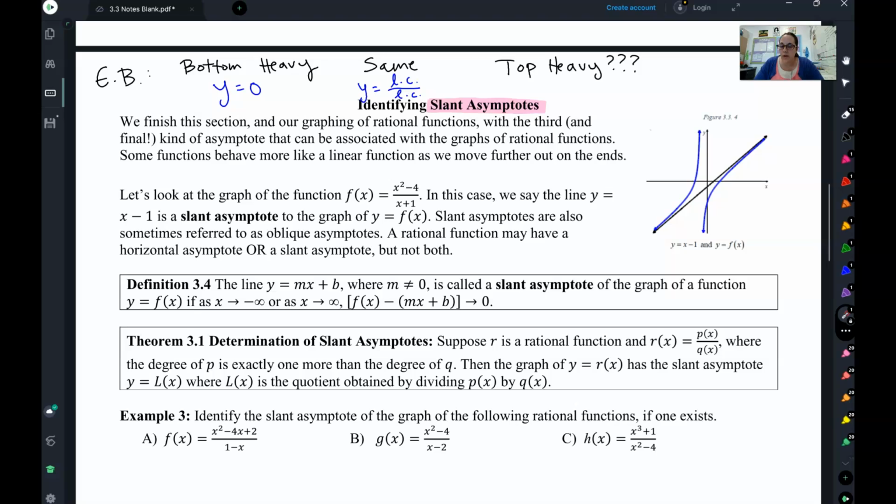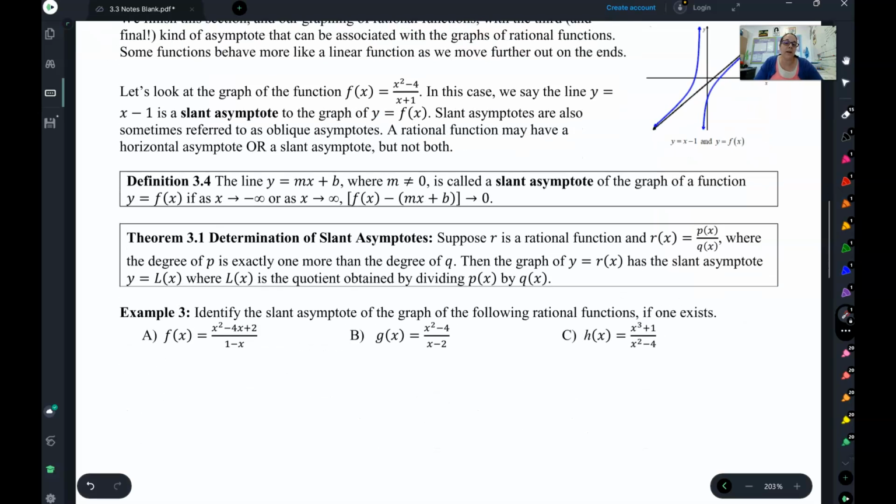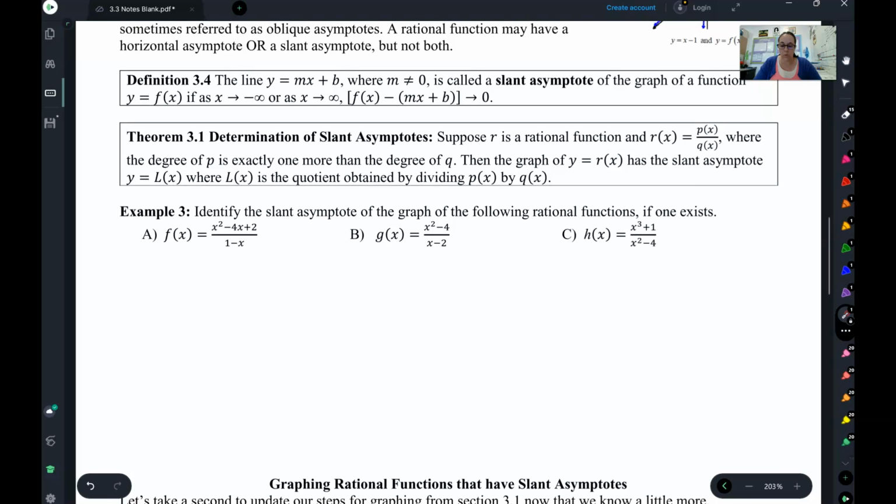Now you may notice here, you cannot have a horizontal asymptote and a slant asymptote. It's either or. If you have one of these, we call it a horizontal asymptote. If you have one of these, we call it a slant asymptote. But I just like to call them all end behavior. So let's talk about our slant asymptote rule. What do we do? This rule happens when the degree on top is greater than the degree on bottom. So top heavy.